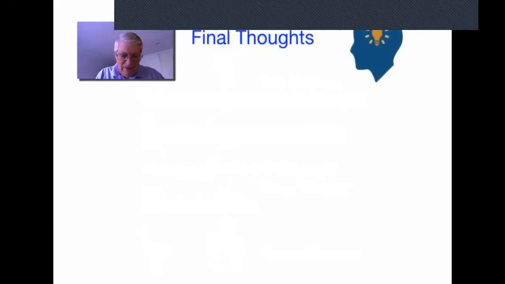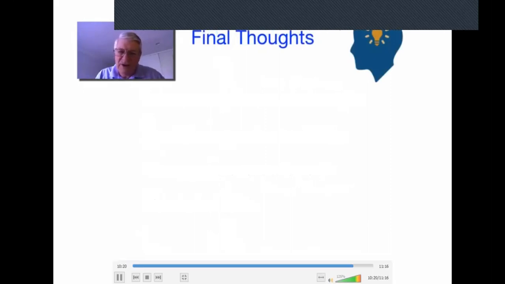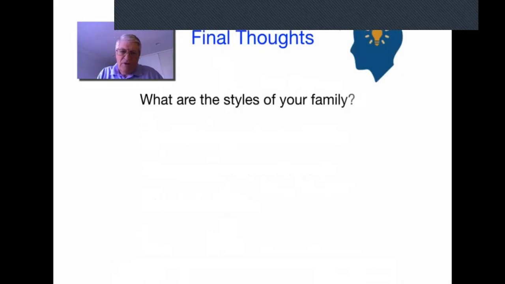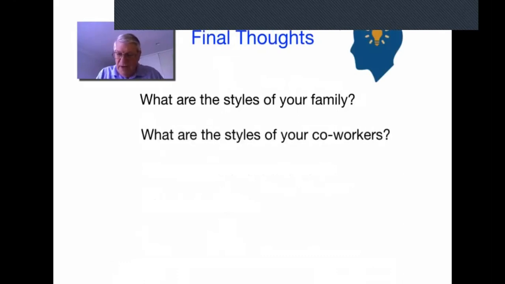Now I just have a couple of final thoughts. Now that you have an idea of what your preferred communication style is, what are the styles of other people? What are the styles of your family? If you have a significant other, what's their style? If you have children, what are their styles of communication? What are the styles of your coworkers? Sometimes when we have a conflict with our coworkers, it may not be a real problem that we're having. We just might have a different style of communication.